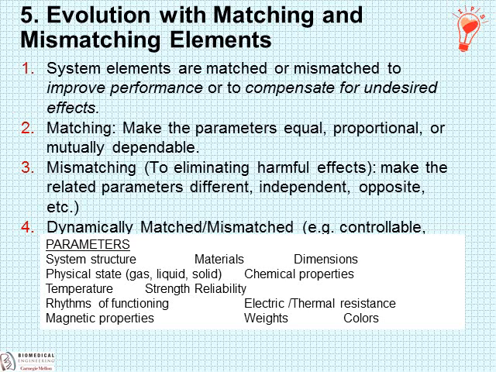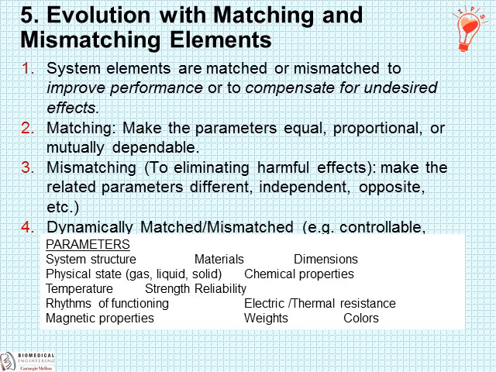Here it's based on a premise that system elements are matched or mismatched to improve performance or to compensate for undesired effects. It's a little bit related to separation principles in that in matching we may make parameters equal or proportional or mutually dependable. In mismatching, we might do this to counteract a harmful effect, so to make the related parameters different or independent, or for that matter, dependent and opposite. And then the fourth version is kind of like the previous ones, but in which the separation is under conditions. So the matching or mismatching is something that is dynamic or changes with the need for this function.